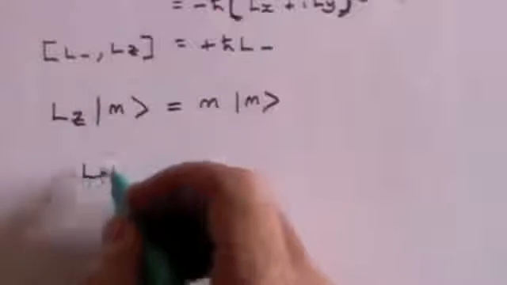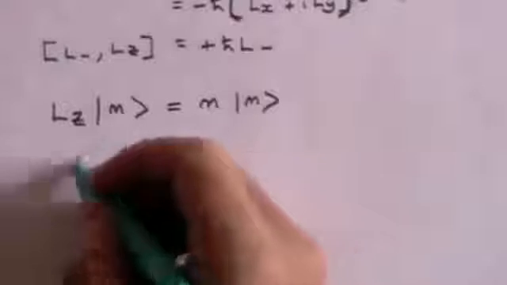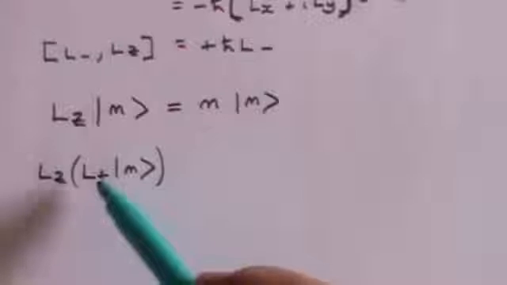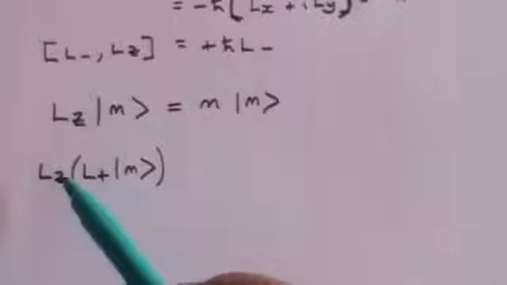Okay, so what happens if you take L plus and act on m? That will give you some new eigenvector, some new state. We don't know what it is yet, that's what I want to find out, but it is a new state. So let's measure it, and of course we measure it along the z-axis using the operator Lz. So I want to know: when I operate on the state m with L plus, I get a new state, and then I measure it with Lz.